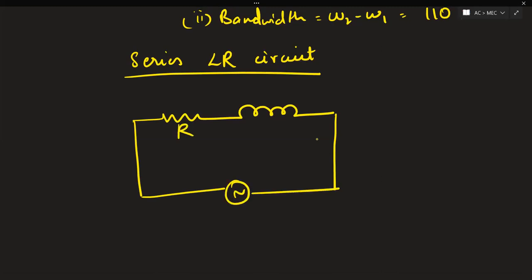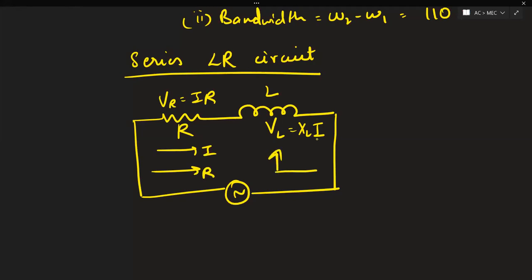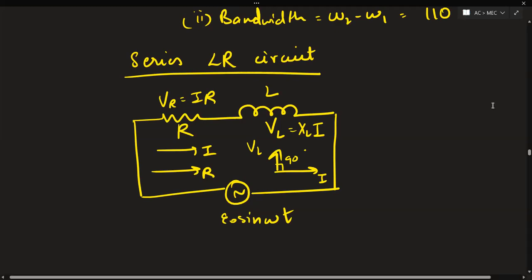This is the resistance, this is the inductance. Voltage VL will be equal to XL into I. VR will be equal to I into R. Current and voltage are in the same phase for a resistor. In case of an inductor, the potential leads the current by 90 degrees. This is E naught sine omega t. See here, the derivation and everything becomes very easy.